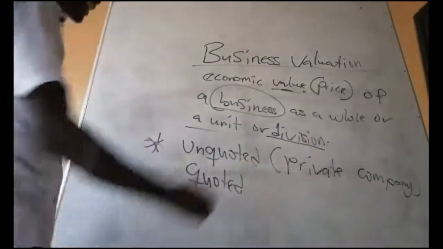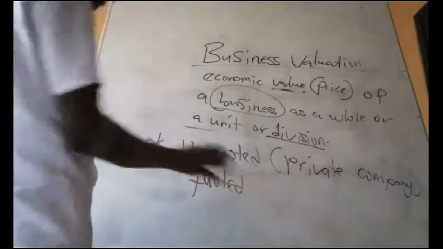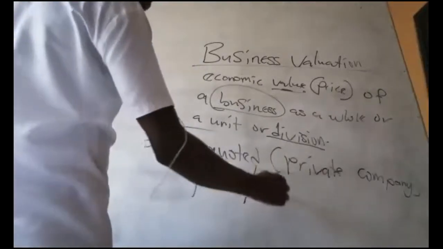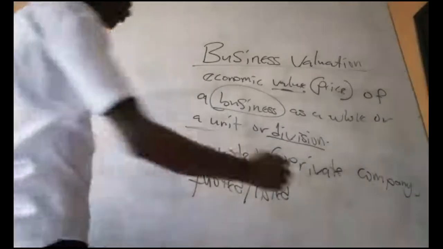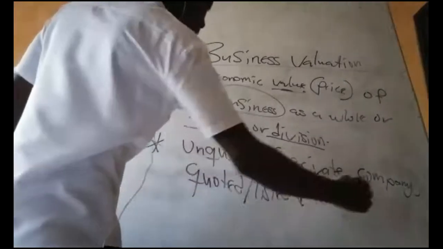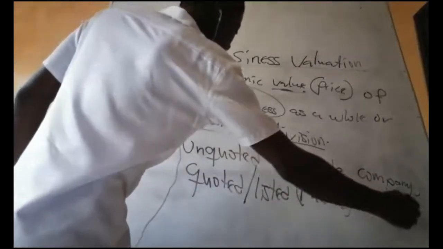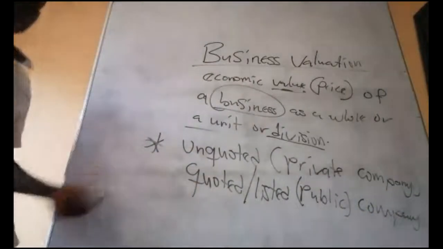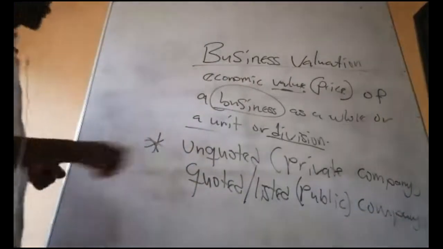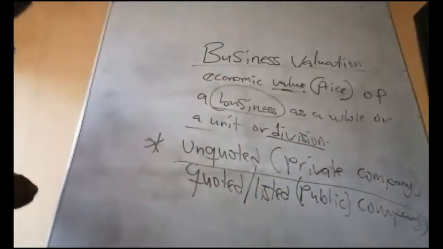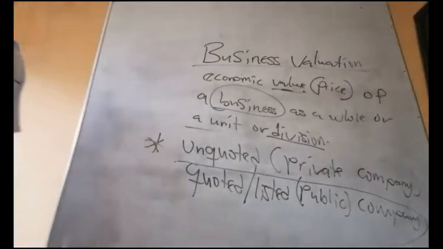Then we have quoted company or listed company. Unquoted is unlisted, right? Quoted or listed companies, they also call public company, a company that you can float your shares on the stock market. Your shares are traded on the stock market. Now, if you are on the stock market, you don't need any valuation. Why?